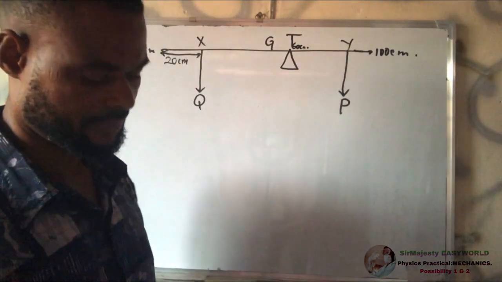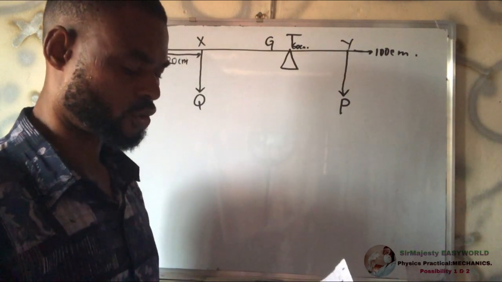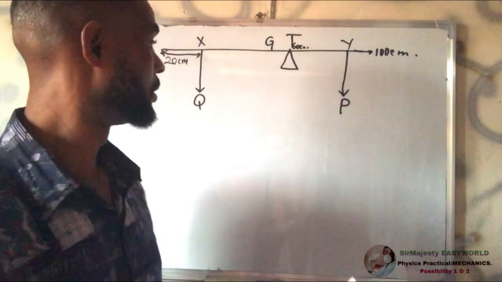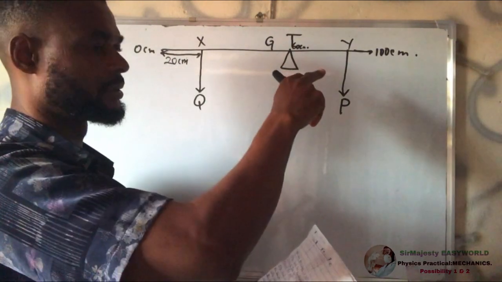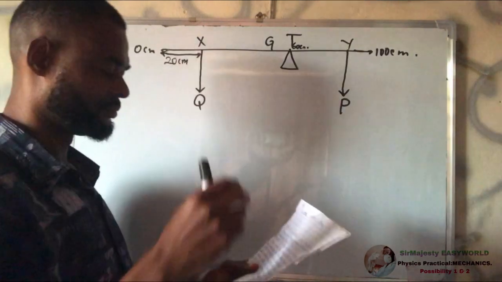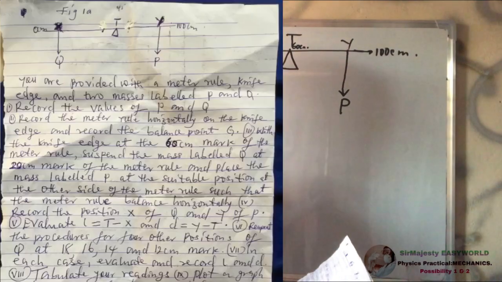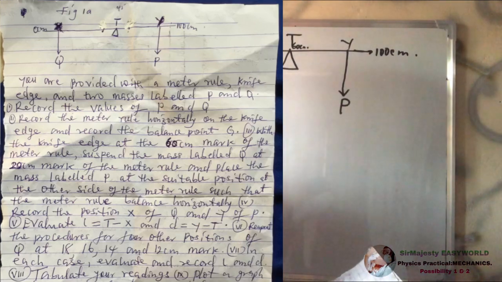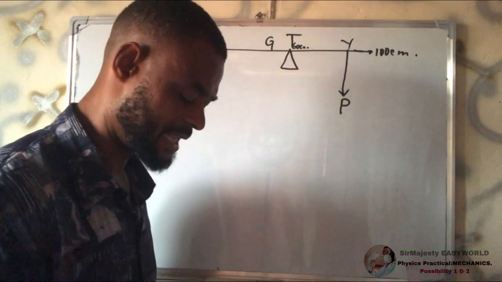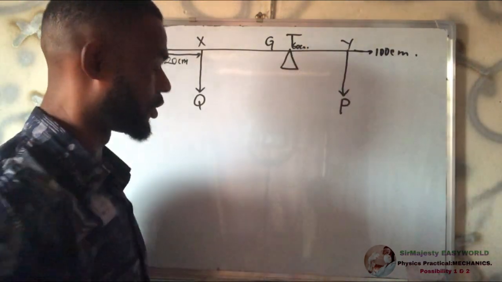With the knife edge at the 60 cm mark of the metal rule, suspend the mass labeled Q at the 20 cm mark. That is from here to here of the metal rule. And then place mass labeled P at a suitable position at the other side of the metal rule, such that the metal rule balances horizontally, just like it is now on the board.